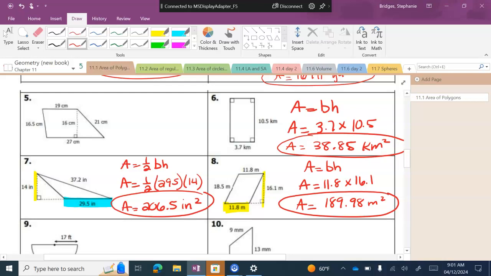Should this be difficult if I give you the formulas? No, you just have to be able to pick out what shape it is and know which formula to use.